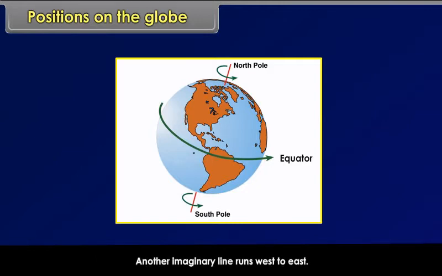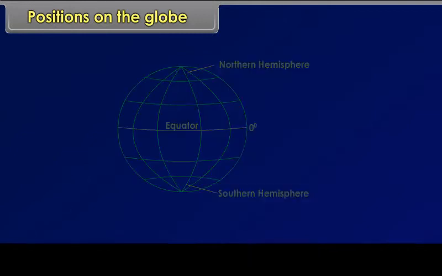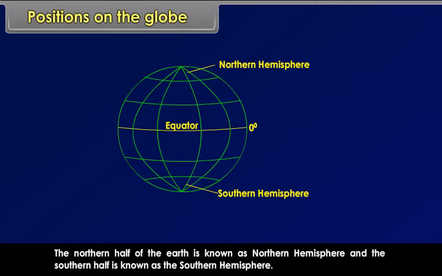Another imaginary line runs west to east. It divides the earth into two equal parts. This imaginary line is known as the equator. The northern half of the earth is known as Northern Hemisphere and the southern half is known as the Southern Hemisphere.